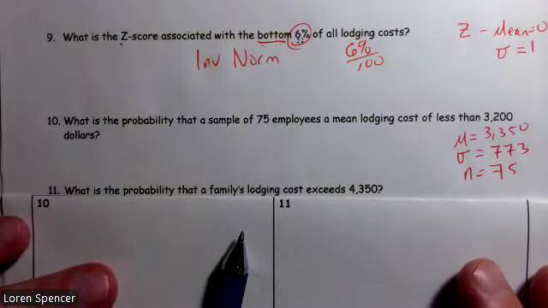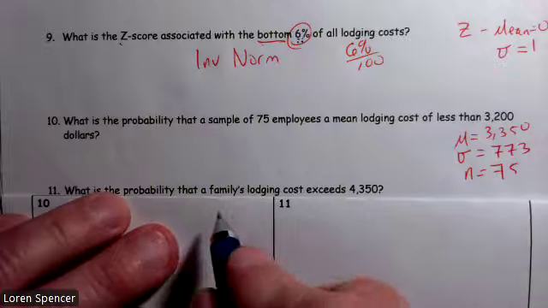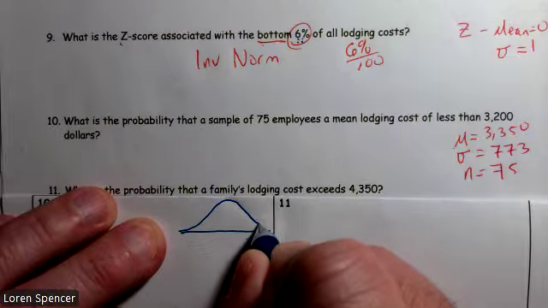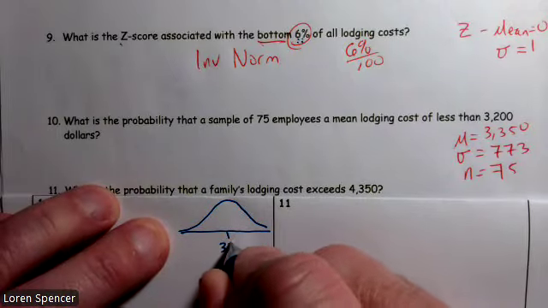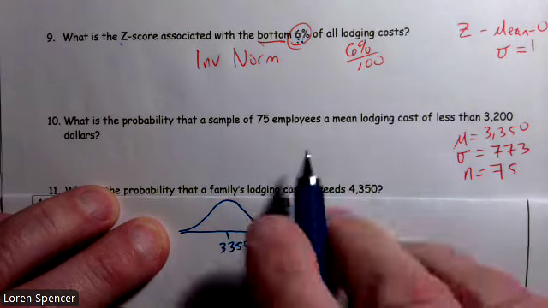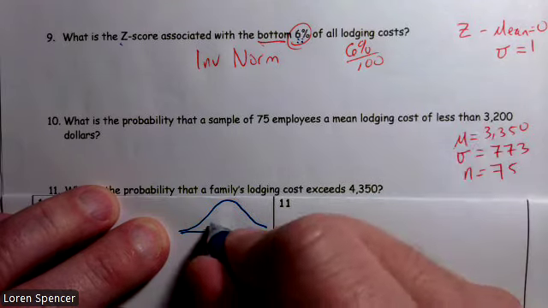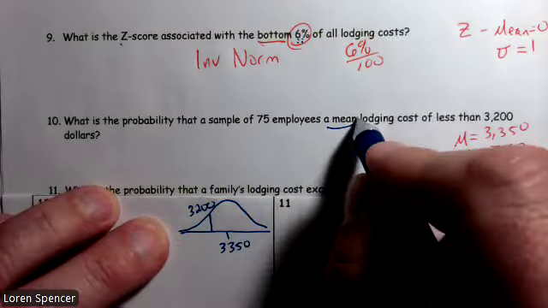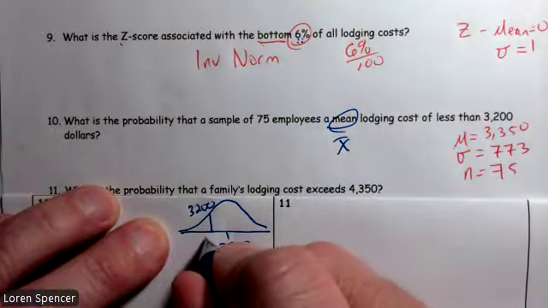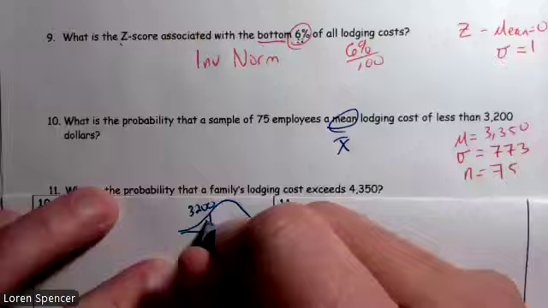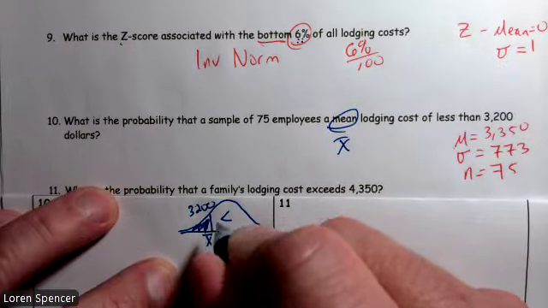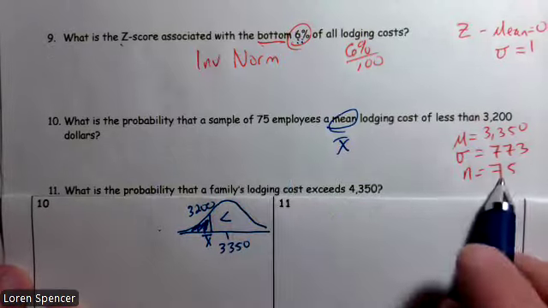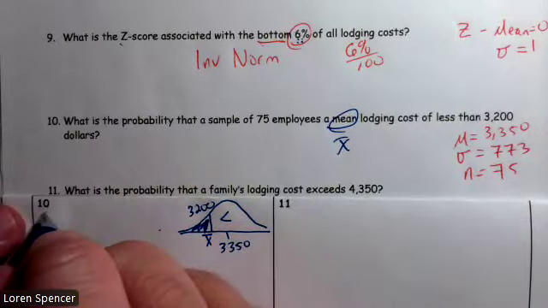Awesome. So, drawing our picture. First off, we have a mean sitting right here at 3,350, and 3,200 is somewhere below that. Because this says mean, I'm looking for an X bar, so this should be labeled as X bar. And we're looking for a less than. Also, because we have an n that's not equal to 1, this is going to be a Z-test.